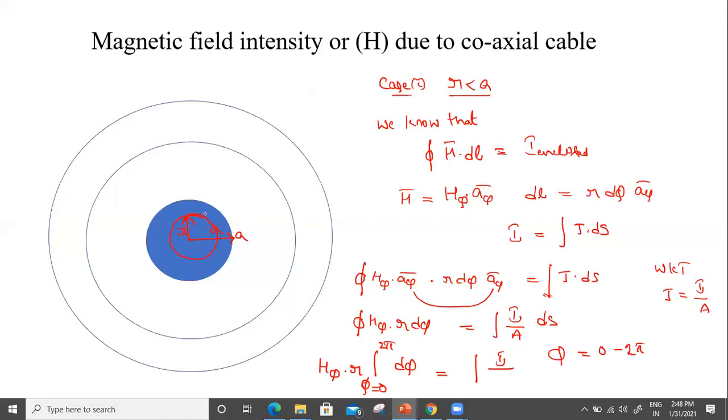So what area do you need to consider? Inner conductor area. What is the inner conductor area? Area of a circle is pi r square. So what is the radius of the inner conductor? a. Therefore pi a square into dS. So for dS, r dr d phi.